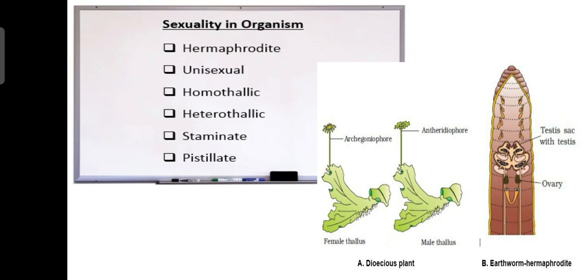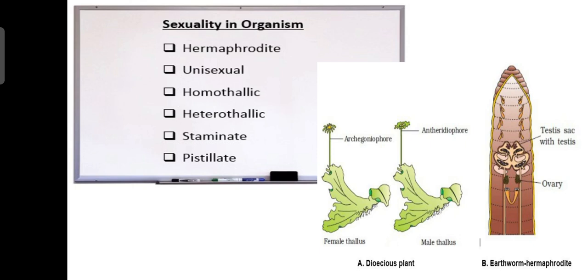Bisexual condition means what? Bisexual condition means presence of both the androecium and gynoecium in the same flower of a plant. The next term is called heterothallic condition. Heterothallic condition means what? It is a term used in plants to denote unisexual conditions.